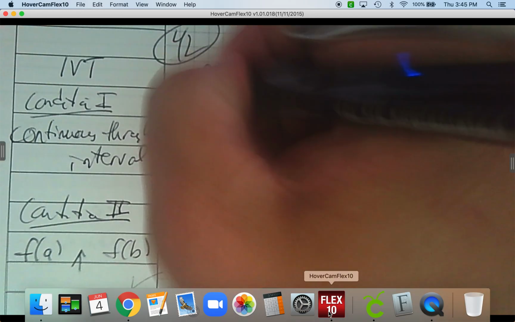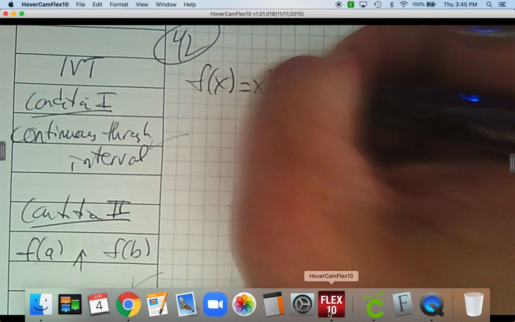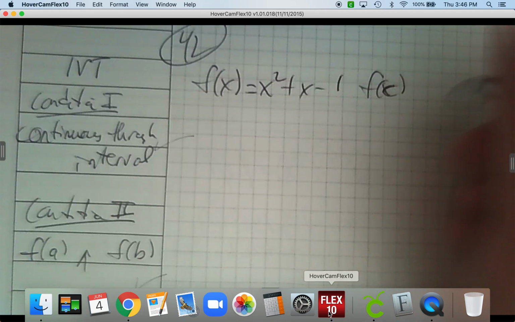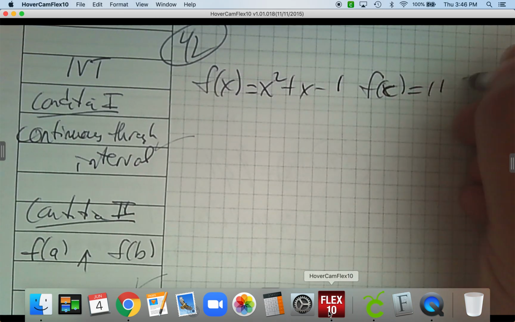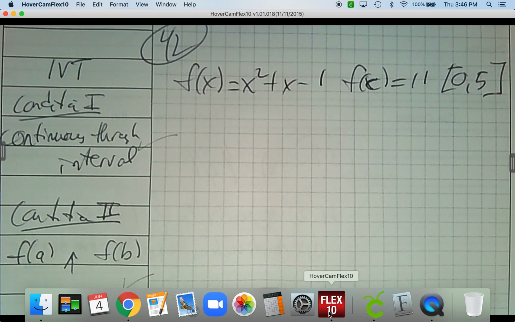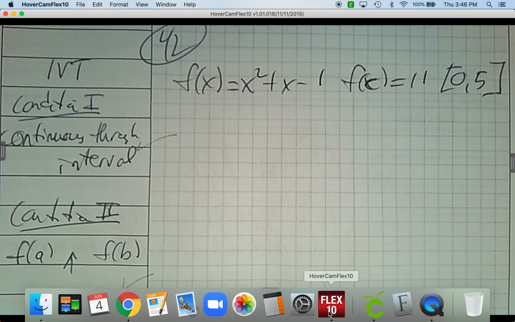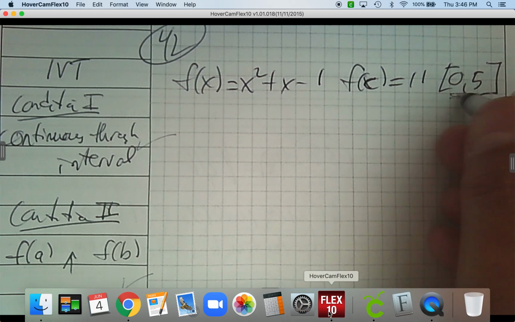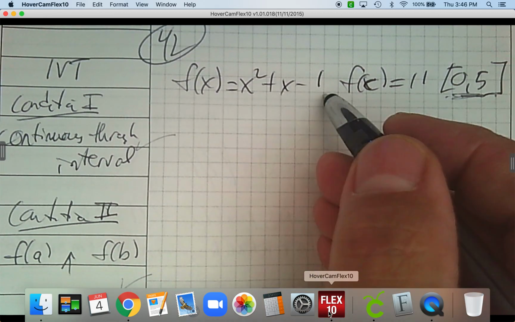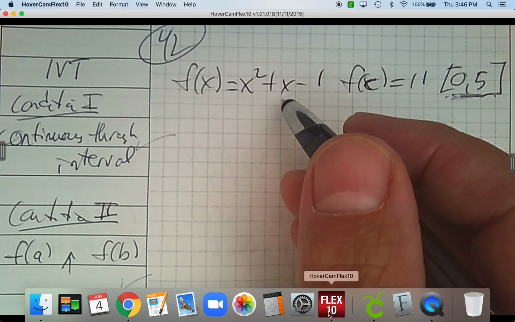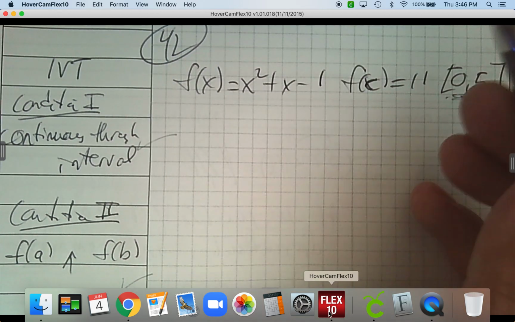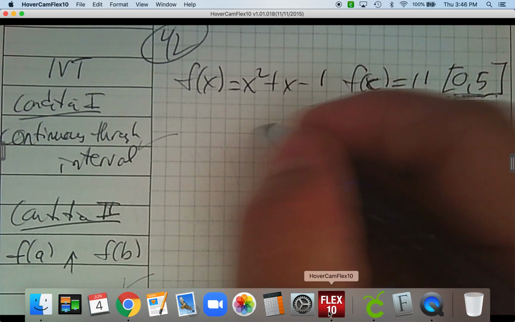So let's start. So f at x equals x squared plus x subtract 1. And it says f at c equals 11, and that's between 0 and 5. So step 1, look at the interval. Between 0 and 5, is this continuous? So the first question will be, is there any discontinuities here? Anything that would not make it continuous? Anything that's a domain restriction? The answer is no. It is a polynomial, it's a parabola, it's continuous everywhere. So continuous, yes. So condition 1, met.